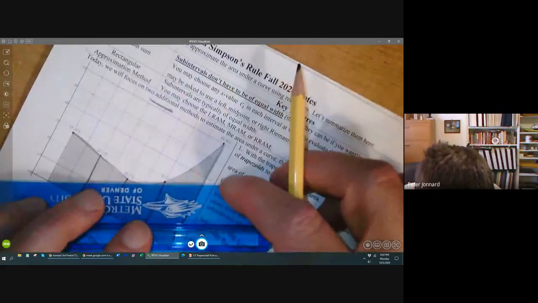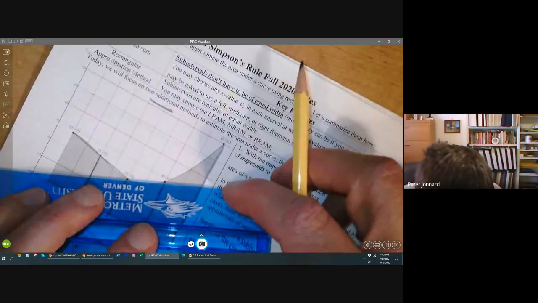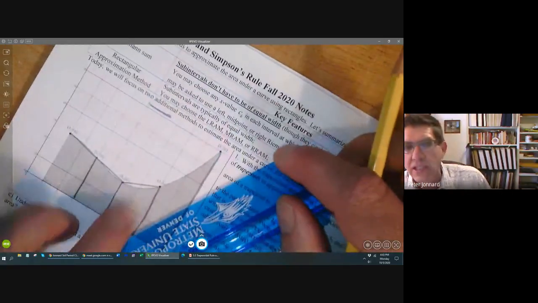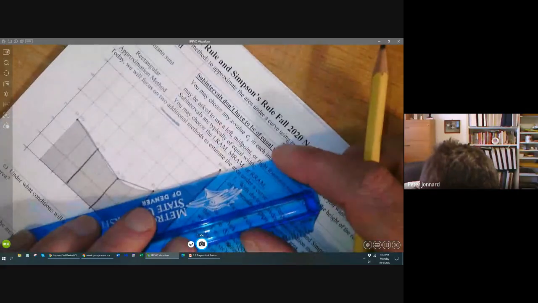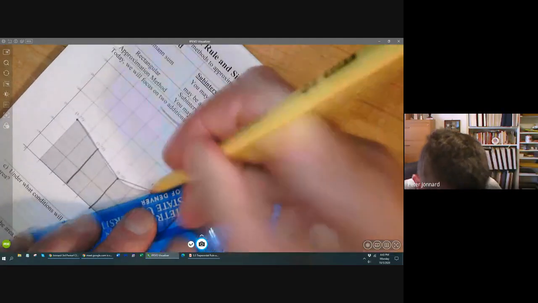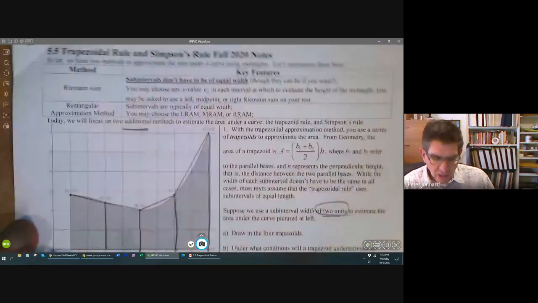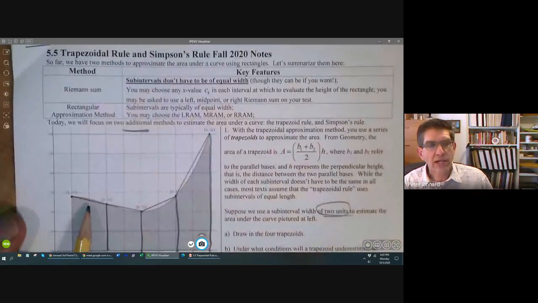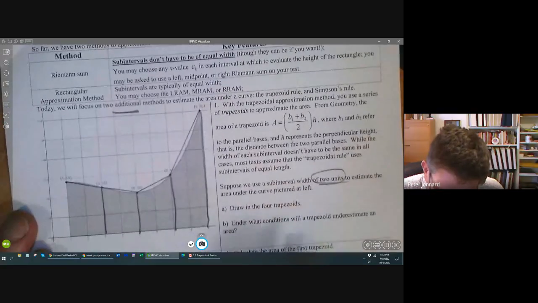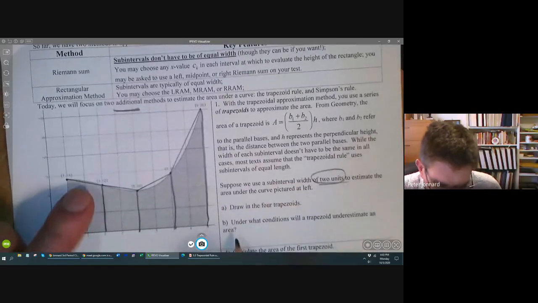You can see a slight overestimate of the area there. I suppose a slightly bigger overestimate there and yet a bigger one here, like so. Okay, but this one is almost spot on. This trapezoid is going to slightly underestimate that area. Okay, under what conditions will a trapezoid underestimate an area like this one?